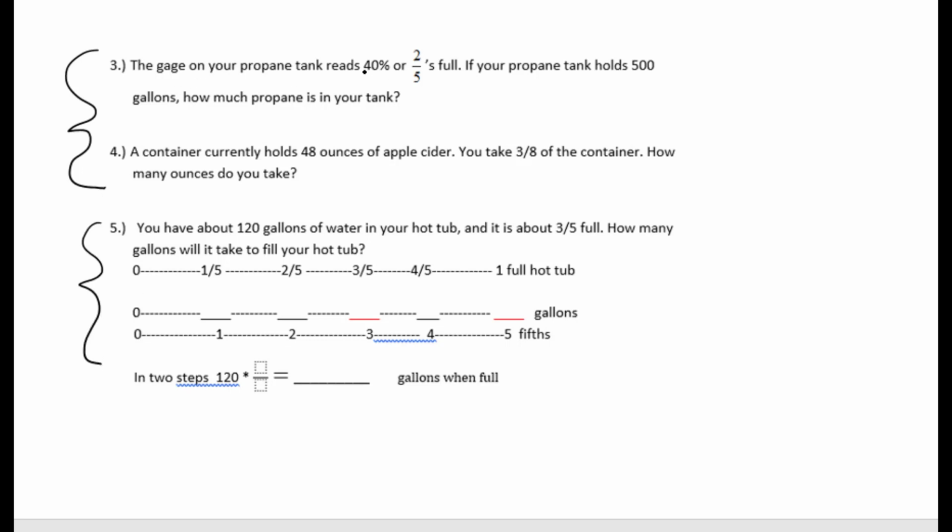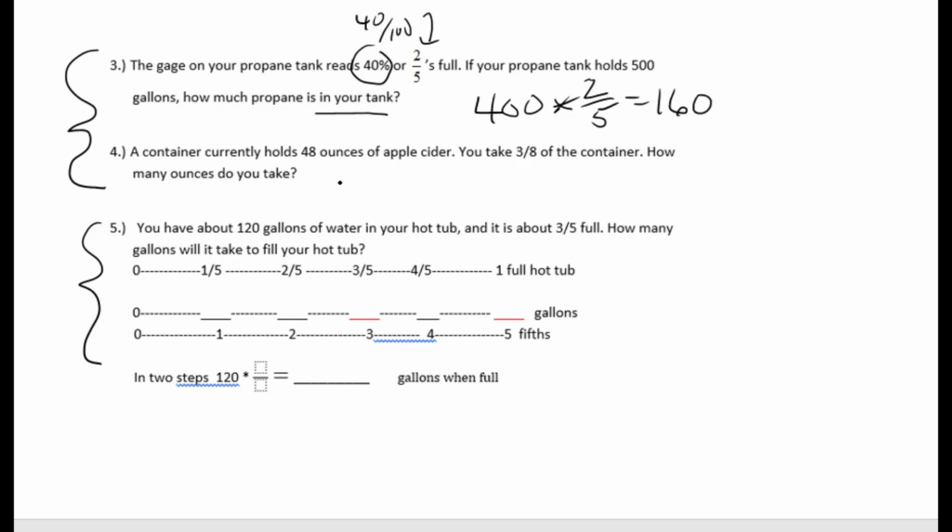So here, your propane tank reads 40% or 2/5 full. These are the same numbers. 40% is 40 over 100. If you reduce it, you'll get that. If your propane tank holds 500 gallons, how much propane is in your tank? Well, this is 400, and I want 2/5 of it. 400 divided by 5 is 80. 80 times 2 is 160.